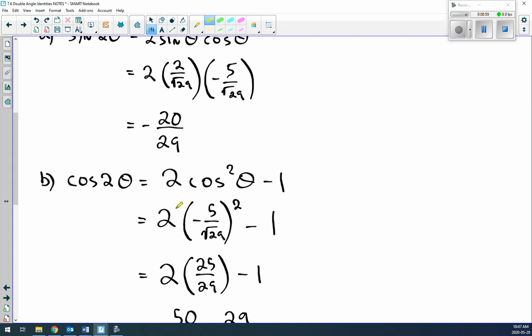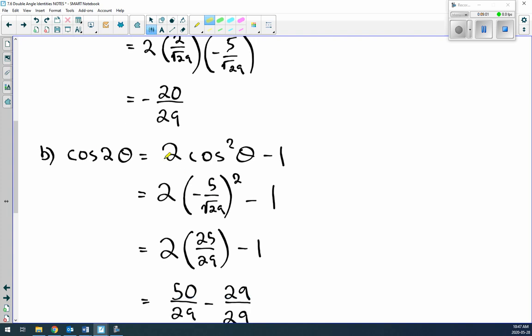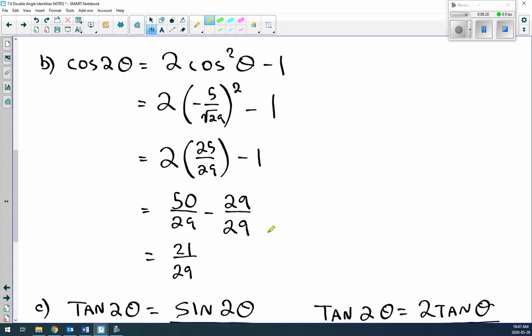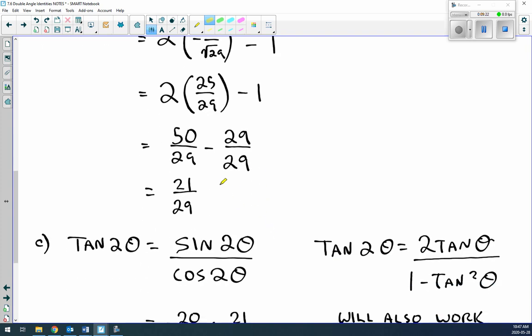Cosine, again, you can pick any one. I just happen to pick this one. So 2 cos squared theta minus 1. We replace cos with negative 5 over root of 29. We're going to square that. That's pretty easy. Negative times a negative is positive. 5 times 5 is 25. Root of 29 times root of 29 is 29. Multiply by 2. We end up with 50 over 29. Well, where did this 29 over 29 come from? Well, 1 can be changed to that, right? We're trying to find a common denominator so we can subtract. Then we do the math, 21 over 29.